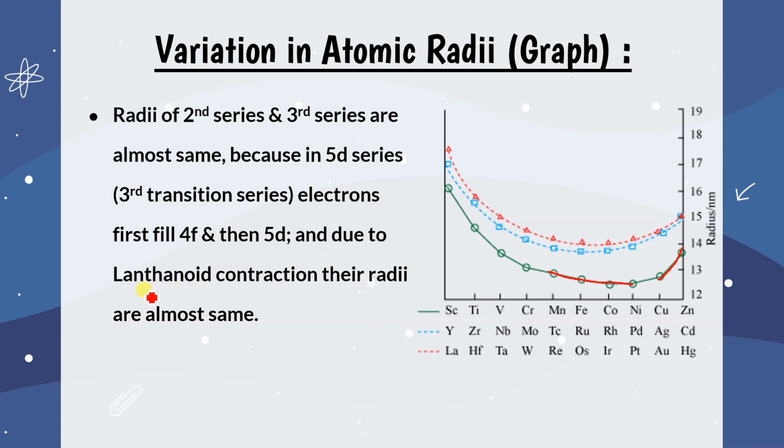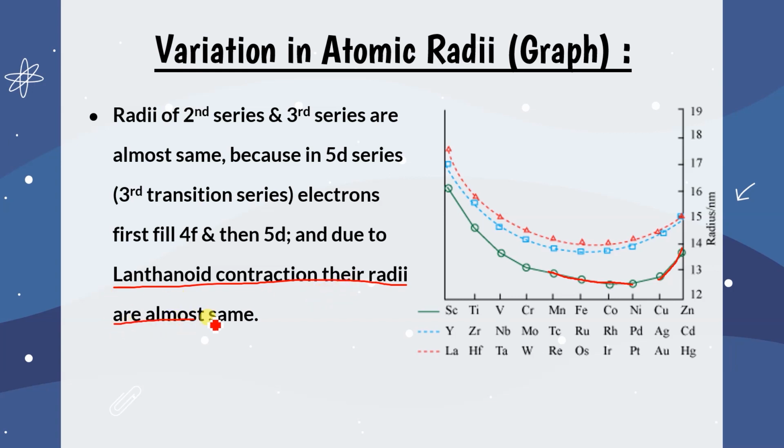And that is lanthanoid contraction. Okay. So the radii of the second series, that is 4D, and the third series, that is 5D, are almost the same, because in the 5D series, which is called the third transition series, clear? In the 5D series, electrons first fill in 4f and then go to 5D. First 4f will be filled, then it will go into 5D. And due to lanthanoid contraction, their radii are almost the same.